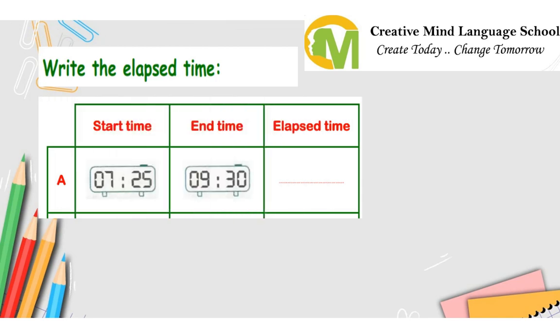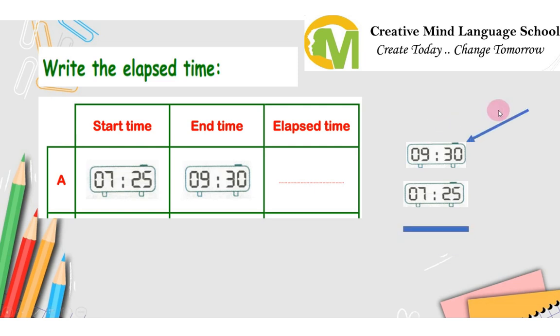Write the elapsed time when the start time is 7:25 and the end time equals 9 hours and 30 minutes. Firstly, we must make subtraction. So we must start with the end time, 9 and 30 minutes, then 7 and 25 minutes. To make subtraction, we must start from the right.